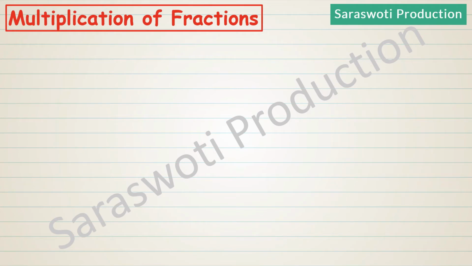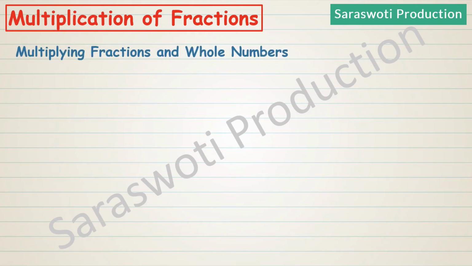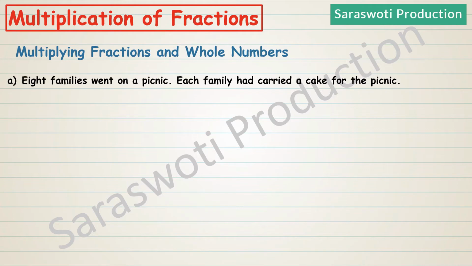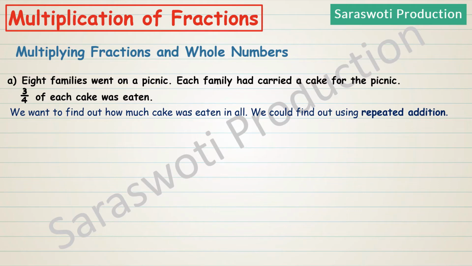Multiplication of fractions. Multiplying fractions and whole numbers. The question given to us is: 8 families went on a picnic. Each family had a cake for the picnic. 3 out of the 4 parts of each cake was eaten. We want to find out how much cake was eaten in all. We could find this answer using repeated addition.